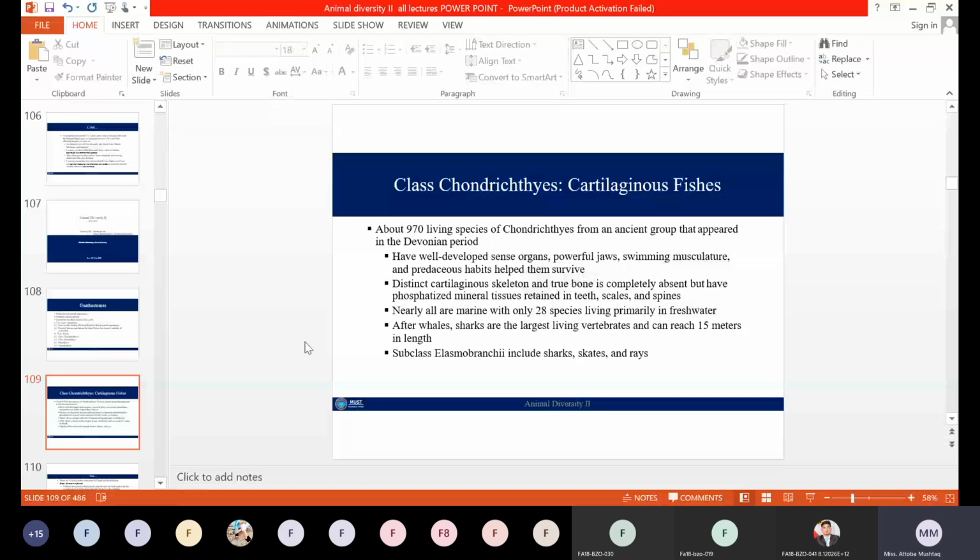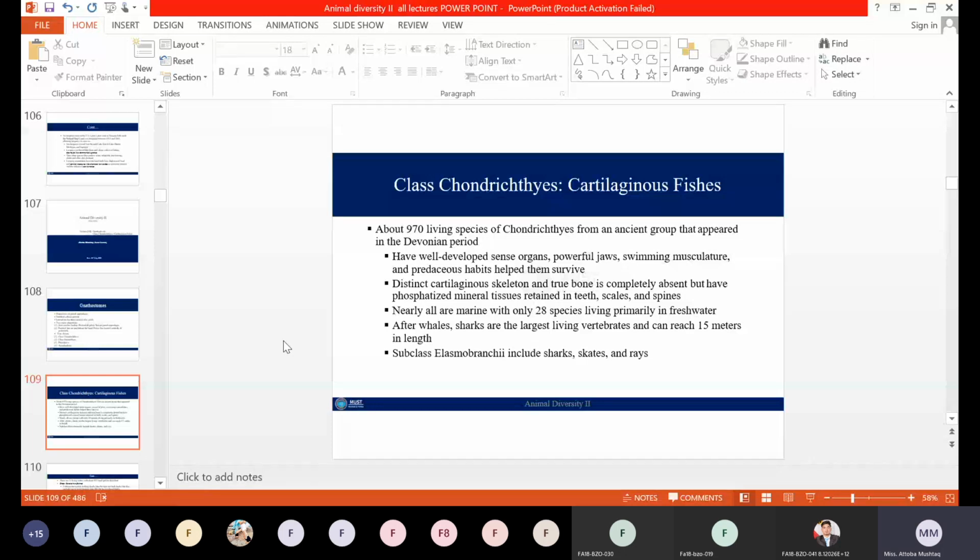They are, as I have told, mostly marine, so only 28 species primarily live in fresh water. ठीक है. Mostly marine है, लेकिन कुछ living species जो fresh water में रहती हैं, include 28 species. After whales, sharks, which are included in this class Chondrichthyes, are the largest living vertebrates, and their length can reach up to 15 meters, right?